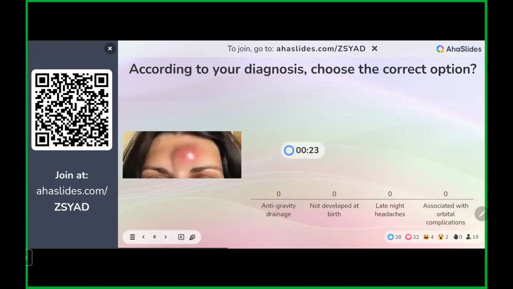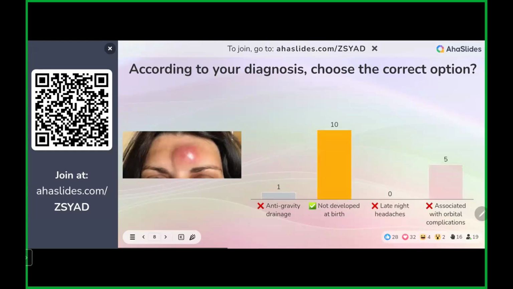Here is your fourth question. According to your diagnosis, choose the correct option. The hint is it's Pott's puffy tumor. So these are your options. Your timer starts now. Pott's puffy tumor involves frontal sinus osteomyelitis. And what do you think? Orbital complications. Never underestimate it. It's a surgical emergency.